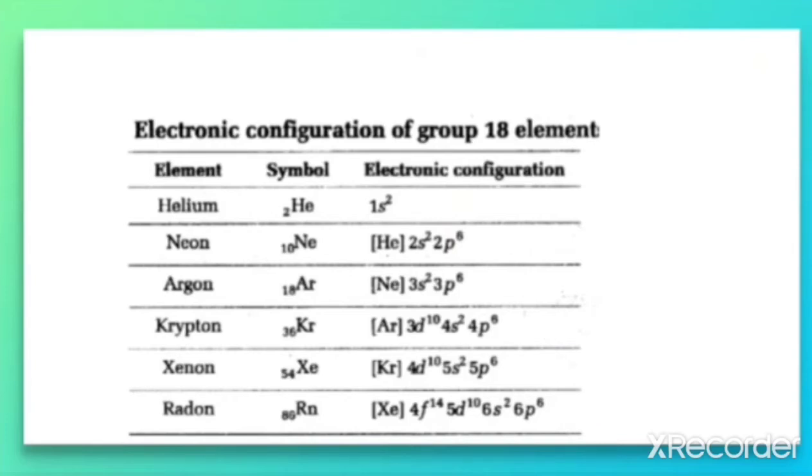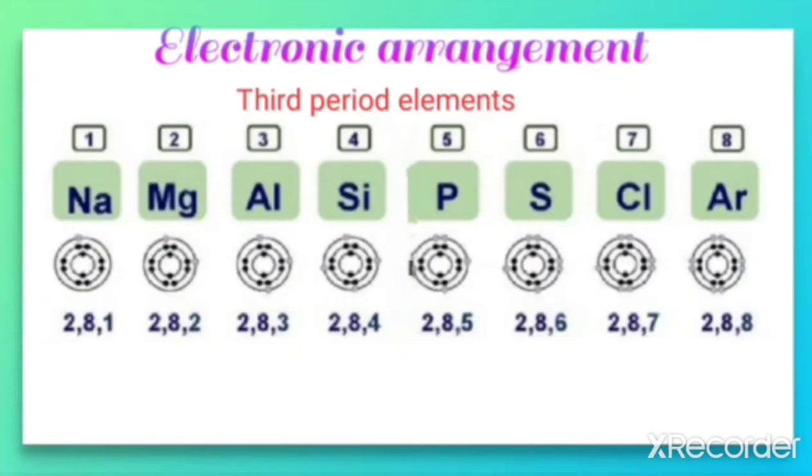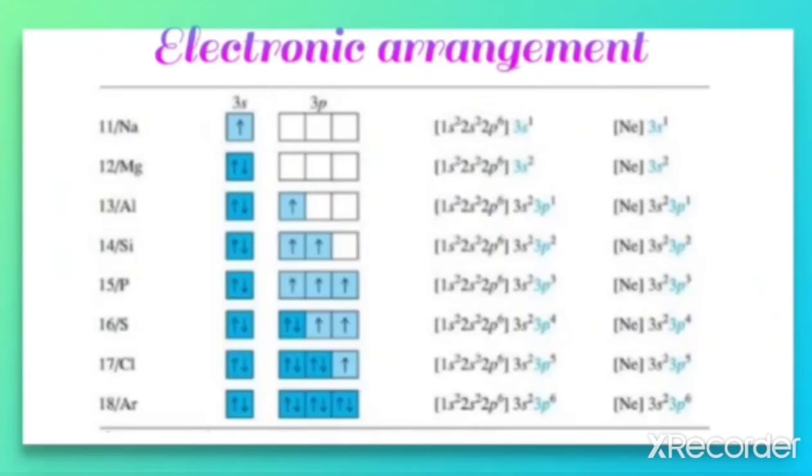The same thing applies when we talk about the third period elements. When we arrange these elements in increasing order of ionization enthalpy, for that we need the electronic configuration.